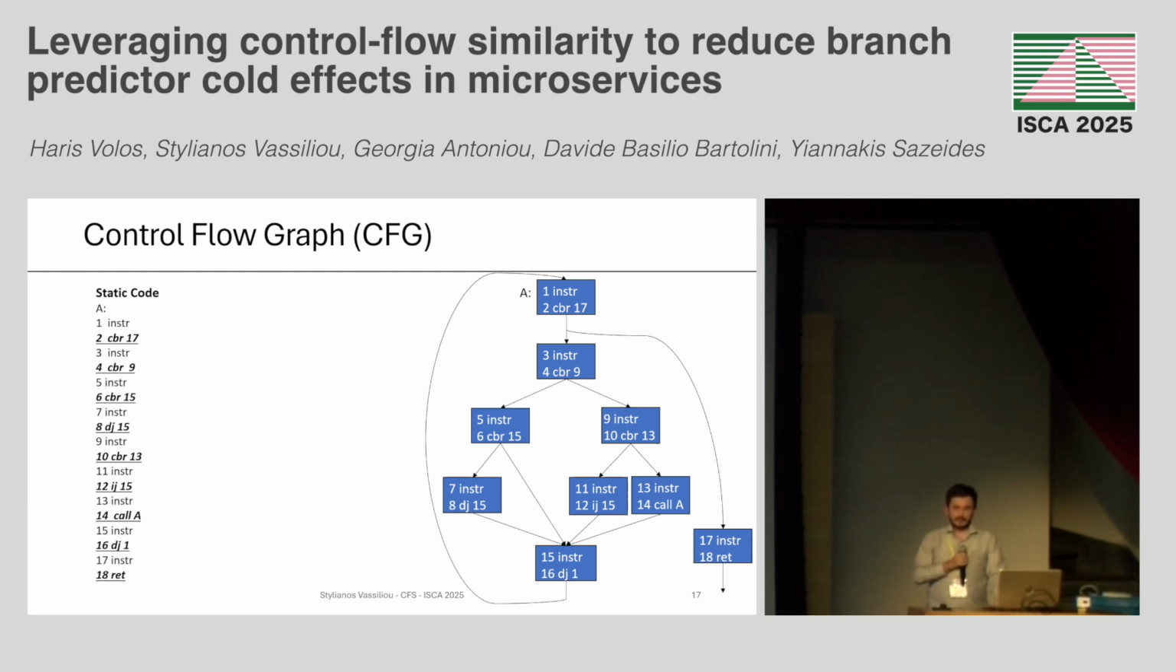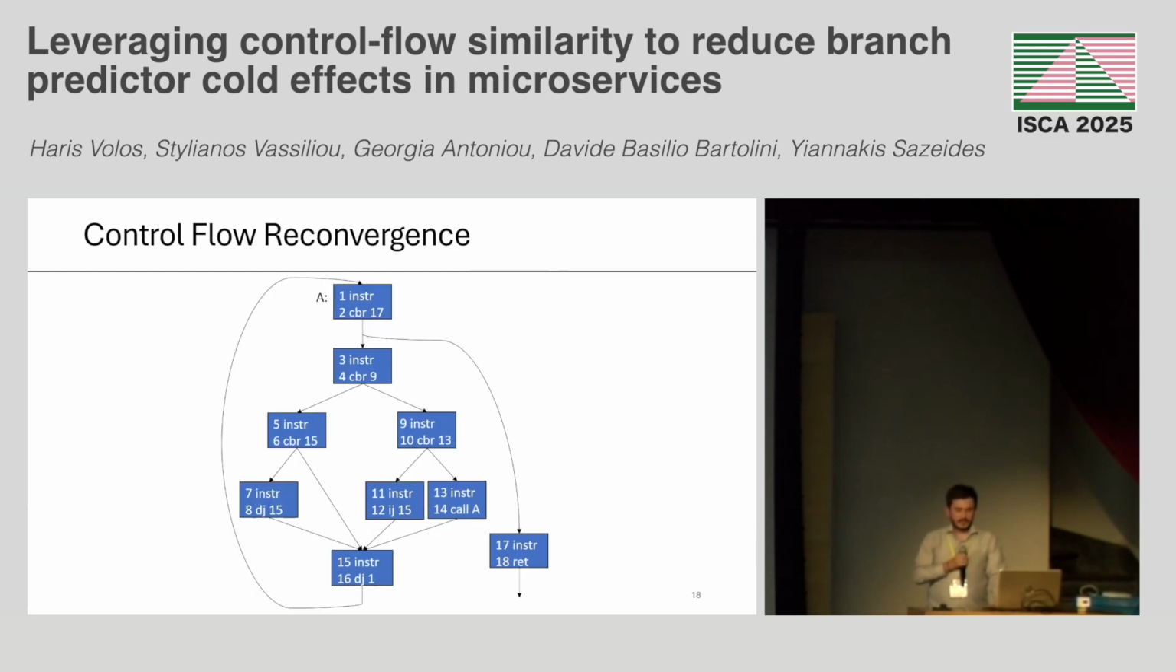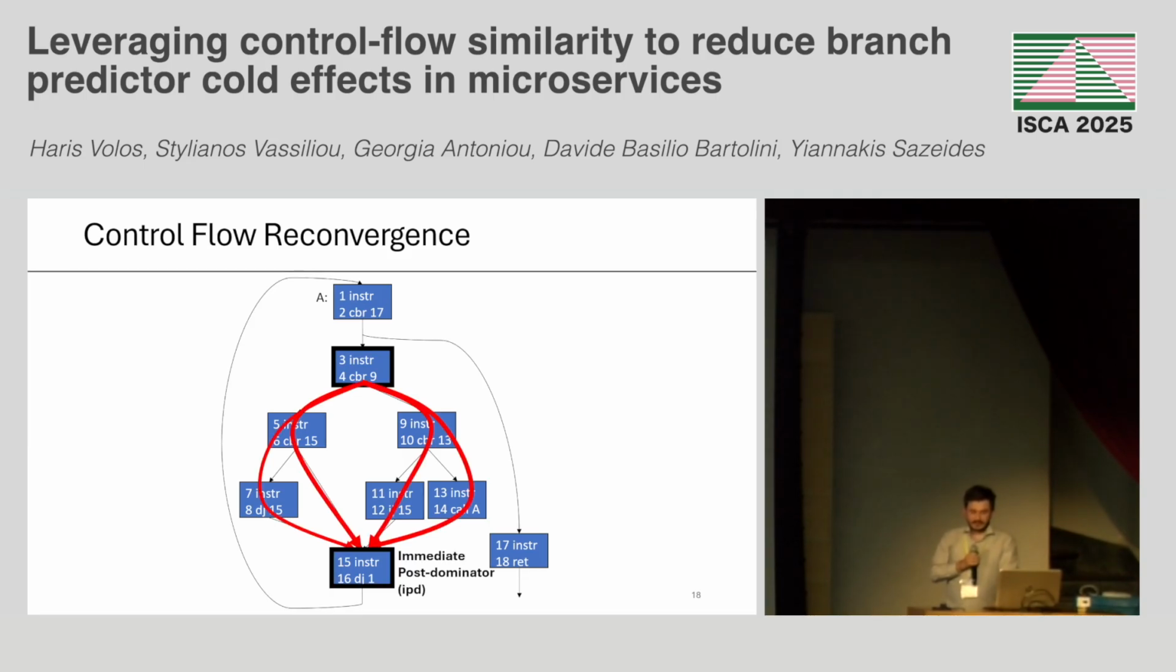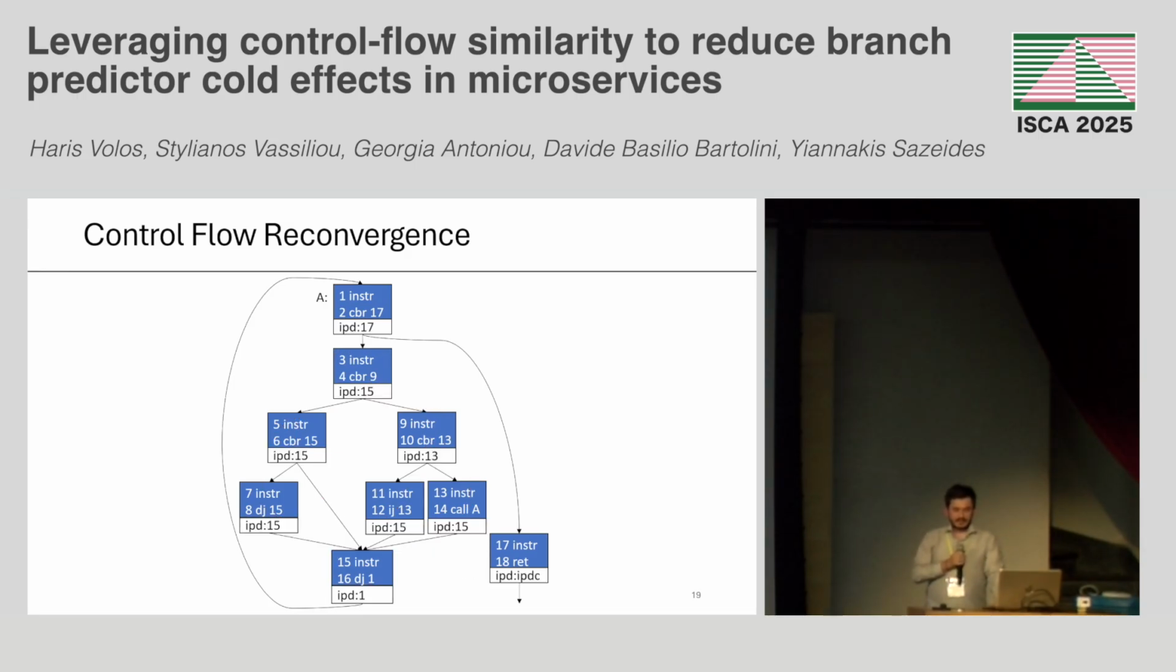Edges show the possible paths the program can take between blocks. Control flow graphs have a useful feature, the immediate post dominator or reconvergence address. That is the first address that a block will always arrive at, no matter the path it takes. For example, block 3, whether we go to block 5 or block 9, will always arrive at block 15, making it the immediate post dominator of block 3.